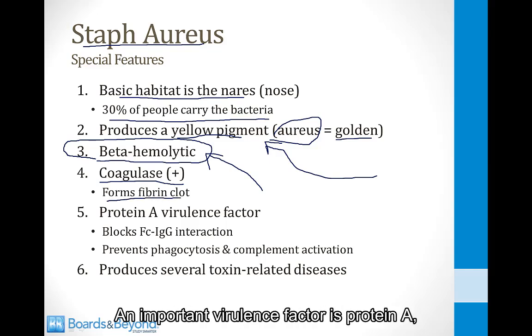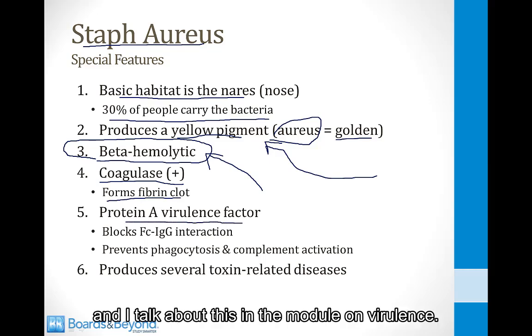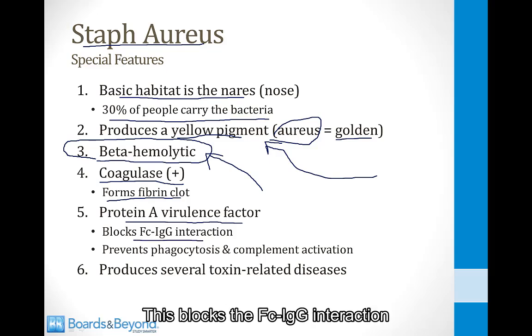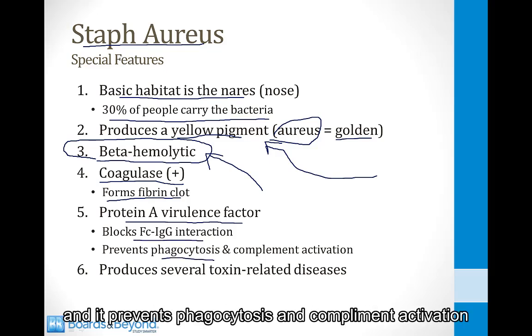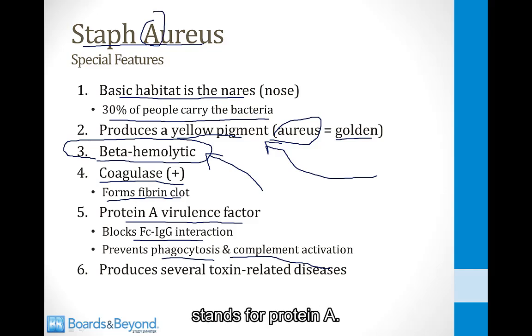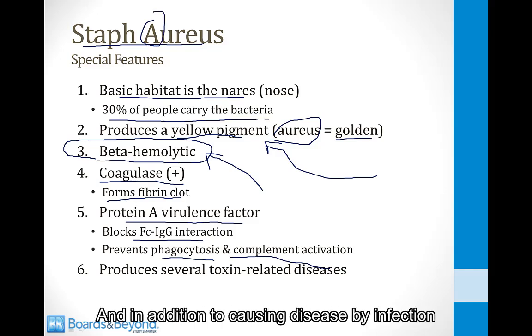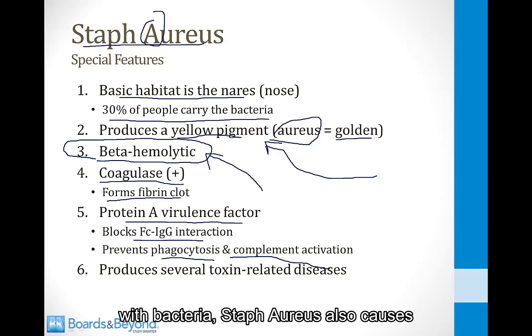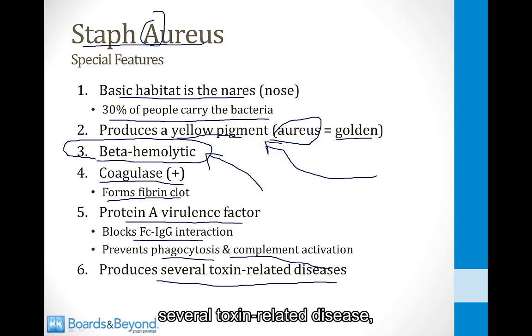An important virulence factor is protein A, and I talk about this in the module on virulence. This blocks the Fc-IgG interaction, and it prevents phagocytosis and complement activation. And you can just remember the A in Staph aureus stands for protein A. And in addition to causing disease by infection with bacteria, Staph aureus also causes several toxin-related diseases, and we'll talk about that in a minute.